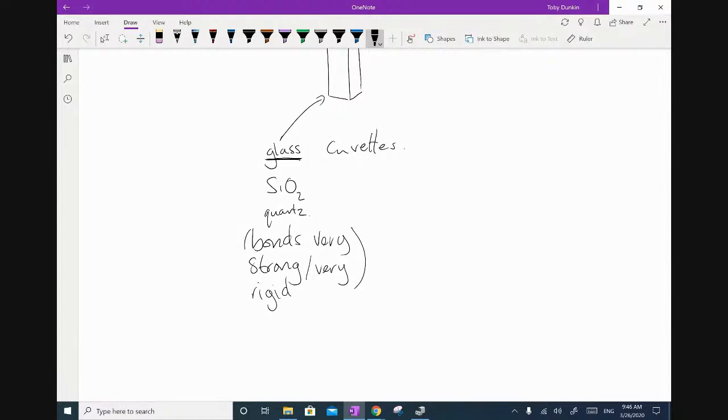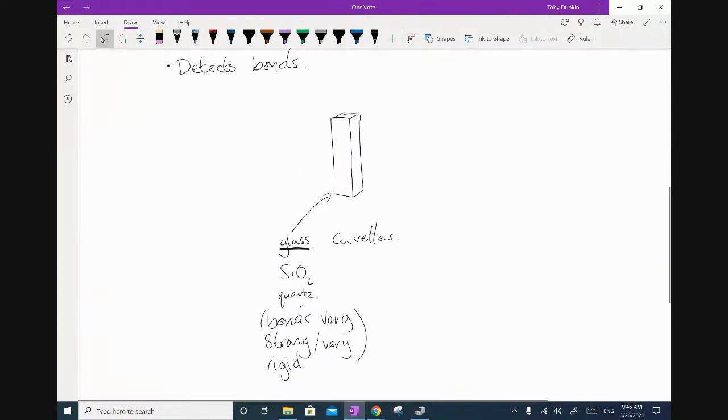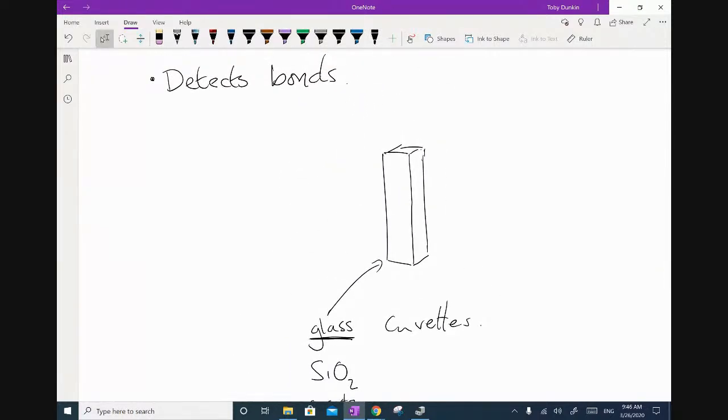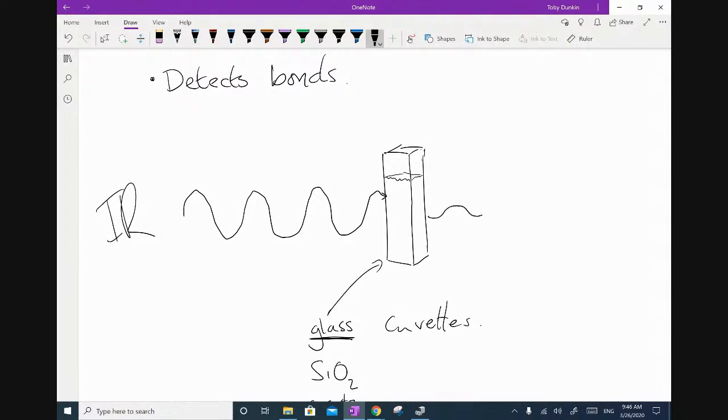Now, what that means is they're not going to absorb the energy, because what's happening here is that when we shine infrared light through this cuvette, through the sample, let's fill the sample up with something. There we go. When we shine the IR through it, some of the energy gets absorbed.